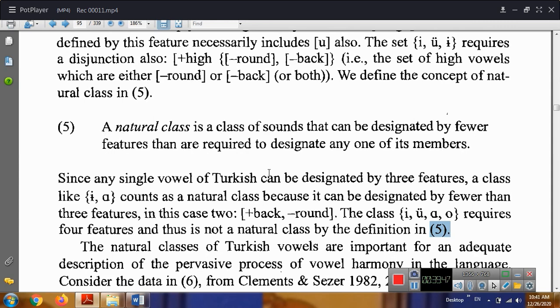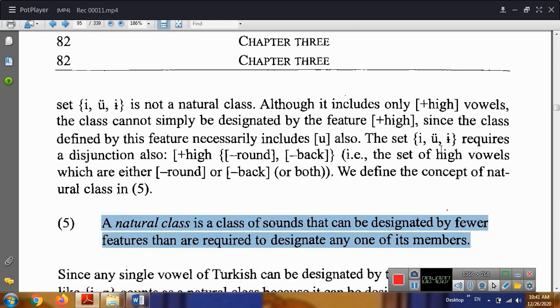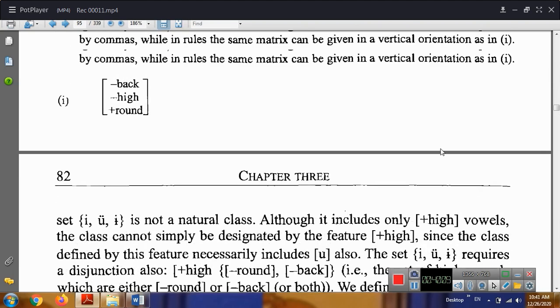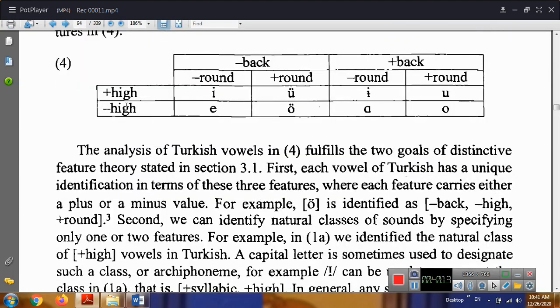Therefore, when we want to find its natural class, those sounds that are designated by two features are a natural class. A natural class is a class of sounds that can be designated by fewer features than are required to designate any of its members. To designate a single sound of Turkish, we need three features.